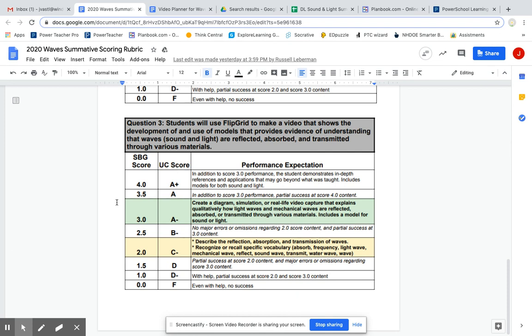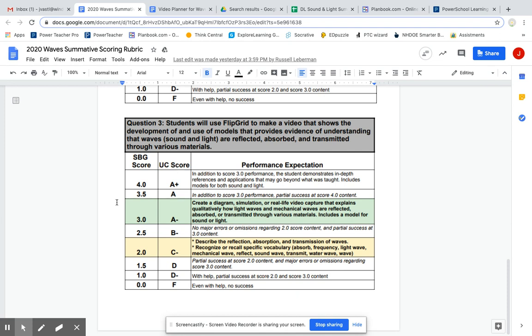You're creating a diagram on a computer. You have a simulation. You have yourself in the backyard capturing a wave, okay? It's all up to you. You're creating something here that explains how light waves and mechanical waves are reflected, absorbed, or transmitted through materials. Includes a model for sound or light, okay? So you are creating that video or demonstration of sound or light absorbed, reflected, or transmitted through various materials. Okay, so it's not just one material, okay, various materials.